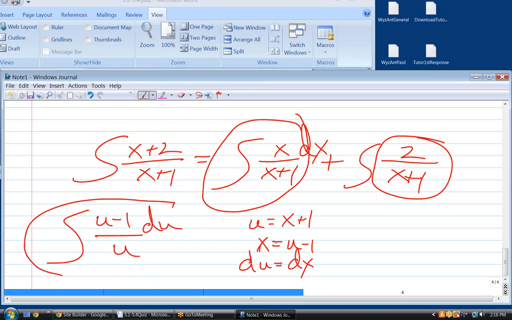Now can you see that that is far easier to integrate than that? Well, because this comes down to 1 minus 1 over u. We know the integral of both of those. In other words, when we break this up into 2 fractions, we're going to have u plus natural log u.